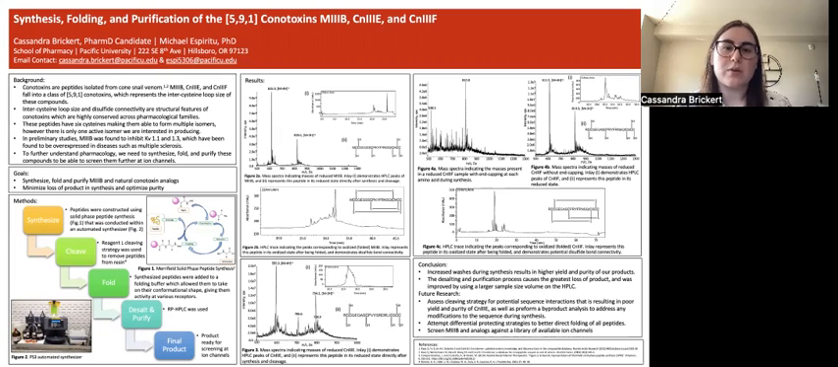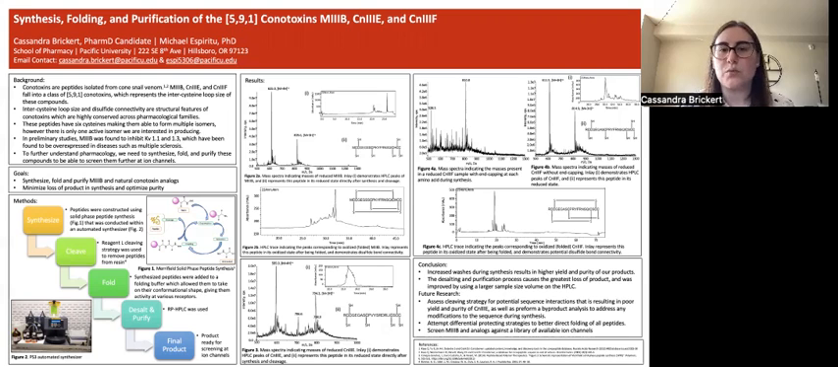The conotoxins I worked with, M3B, CnIIIE, and CnIIIF, each have 6 cysteines within their sequence. This allows them to form several different isomers. However, for the purposes of our project, we are only interested in producing one specific active isomer.